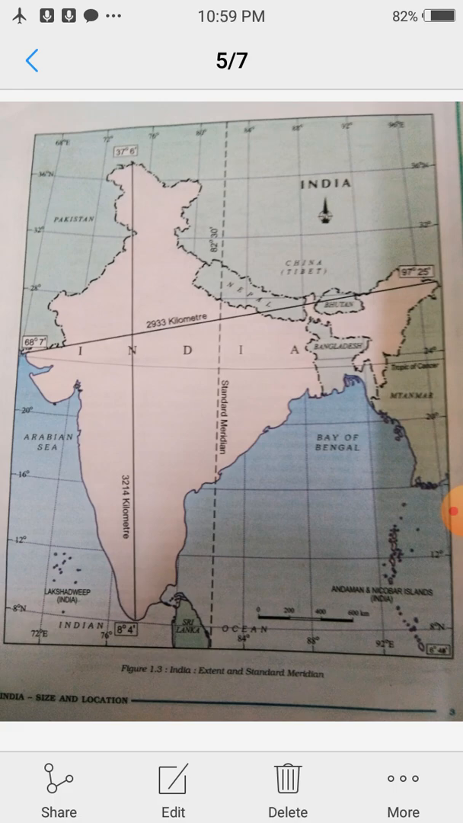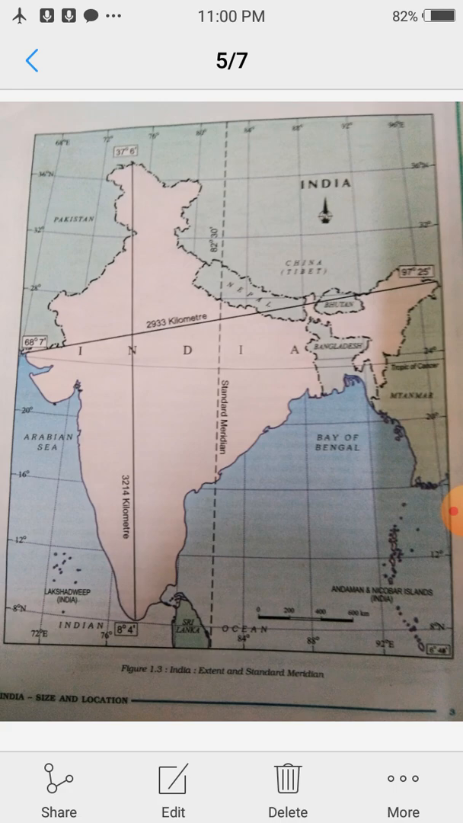Despite this fact, the east-west extent appears to be smaller than the north-south extent. Are you observing this? Figure 1.3. What is the observation here? That is, the east-west extent appears to be smaller than the north-south extent.